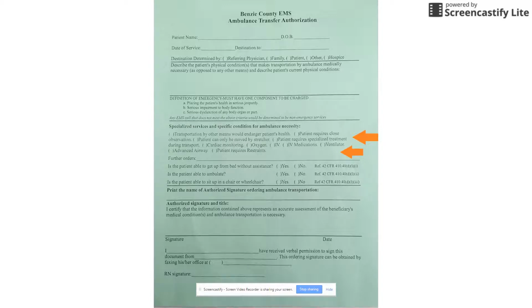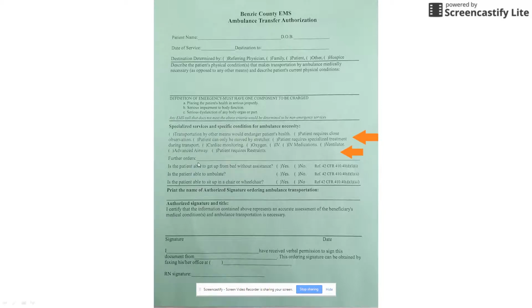Below that, you'll see things like require specialized treatment, cardiac monitoring, IV meds, etc., which are orders for the provider, which will dictate whether this is ALS or BLS, but also painting that picture that I explained for the Medicare, Medicaid, insurance provider to justify the billing.